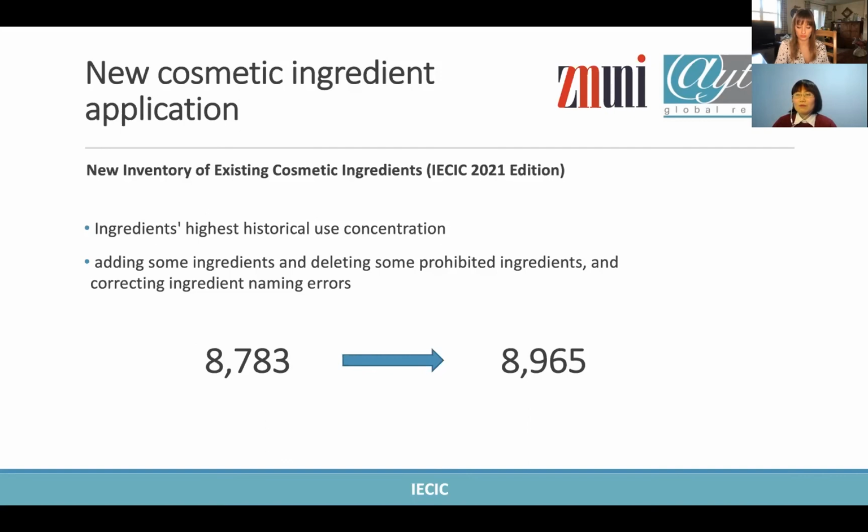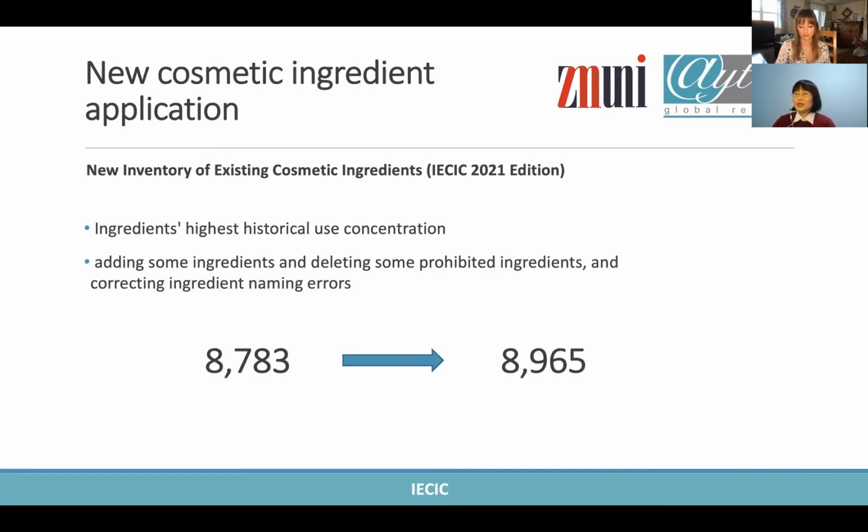Another one is if the ingredient is not included on the official list in IECIC, then you also have to go through this process of registering your ingredient, the new cosmetic ingredients application, before you can start notifying or registering this product. So either you exceed the dosage, or you use ingredients that don't exist in this regulation. In both situations, you have to do this new cosmetic ingredients application in China.